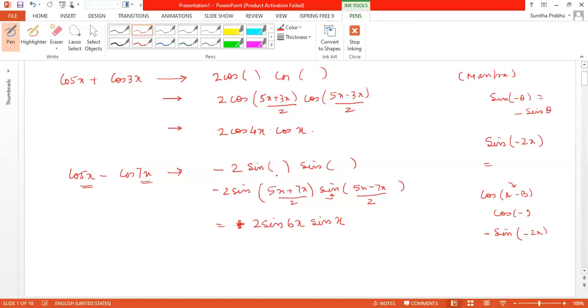Sine difference will depend. If it was cos 7x minus cos 5x, then what would you do? You will again say minus 2 sine. Here, no problem. 7x plus 5x is 12x by 2, 6x. Here, 7x minus 5x, 2x by 2, x. Are you able to understand? So if 7x and 5x is there, this minus will still be there. But if 5x and 7x is there, this will become plus. Are you guys able to appreciate what I'm saying?